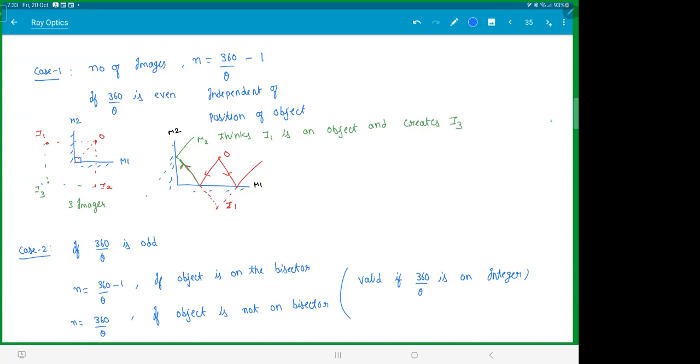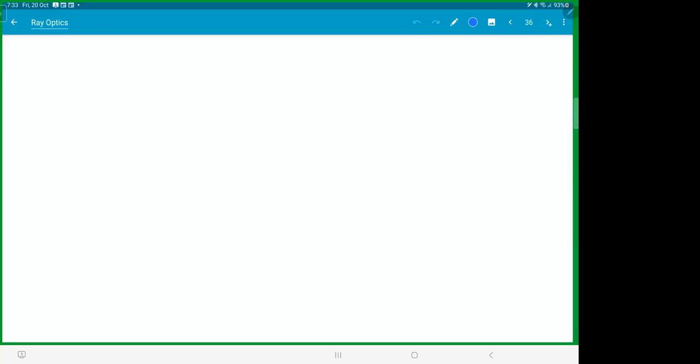Now, let me take an example of how to figure it out. See, listen to this carefully. Let's say we have two mirrors, M1, M2. Let's say you kept an object somewhere here. Let this angle be alpha, let this angle be beta. It is not on the bisector. So what we do here, add theta. So that's what we have seen. Every time you put an image, you get an angle theta from that mirror. Add theta to get an image in the next mirror.